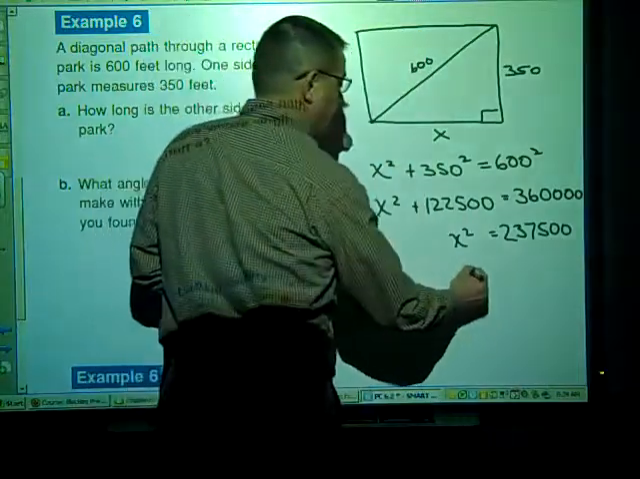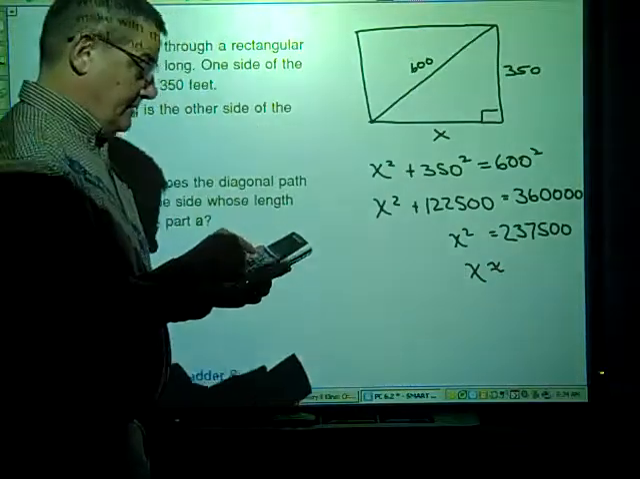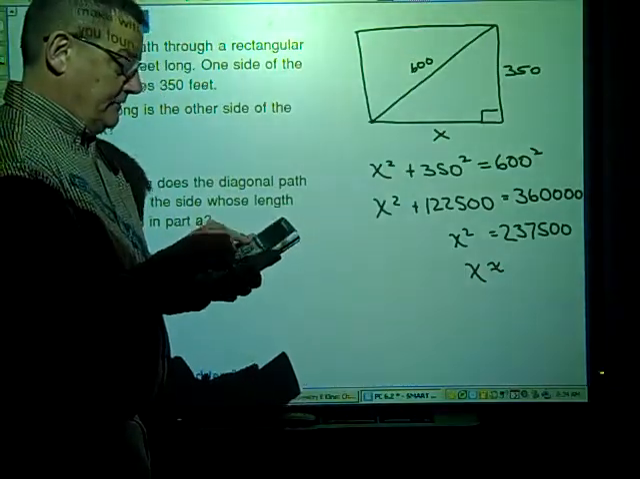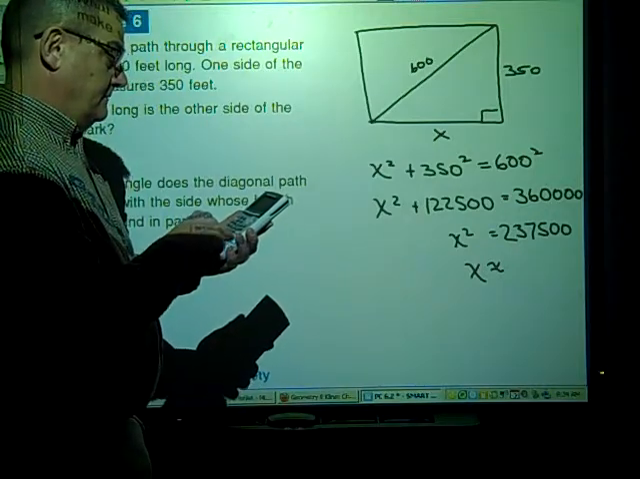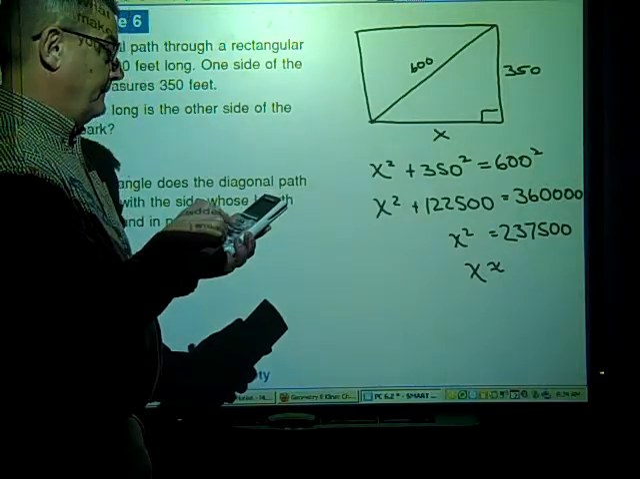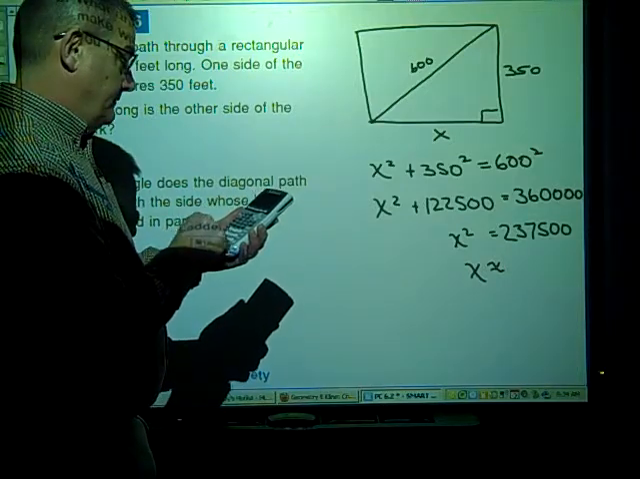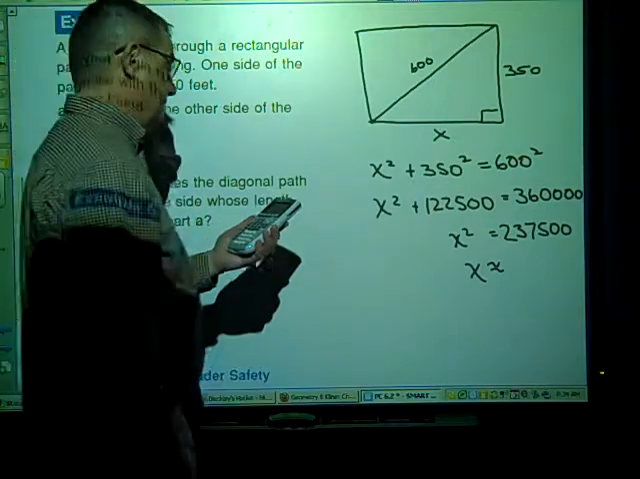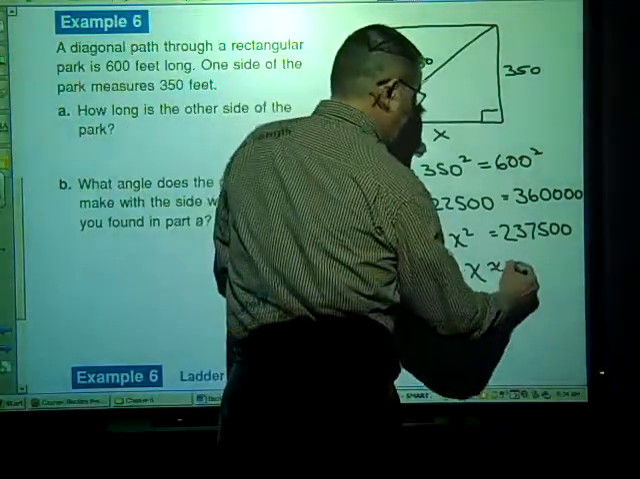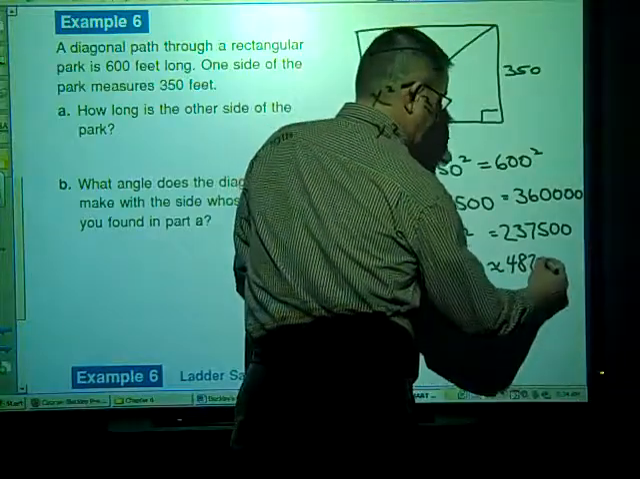And now we want to take the square root of both sides, so we get x is approximately the square root of that answer. Let's see, square root of 237,500 is approximately 487.3 feet.